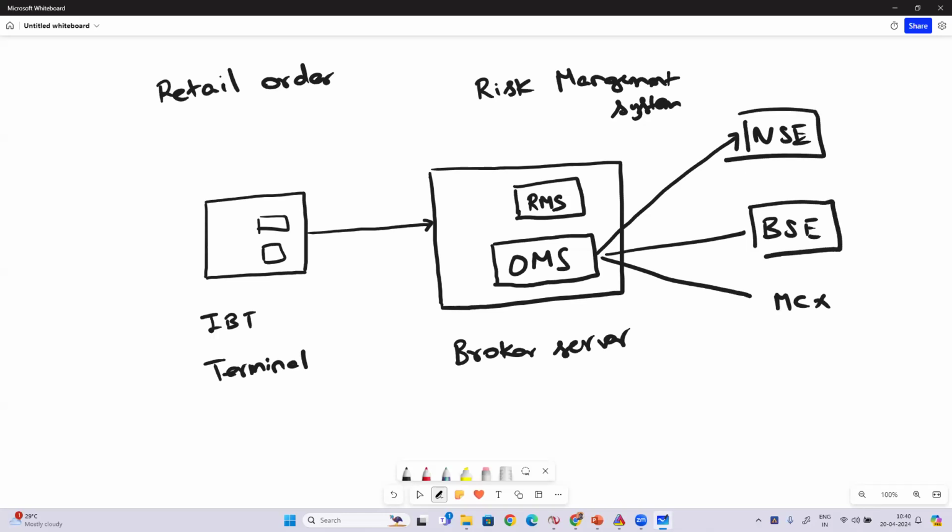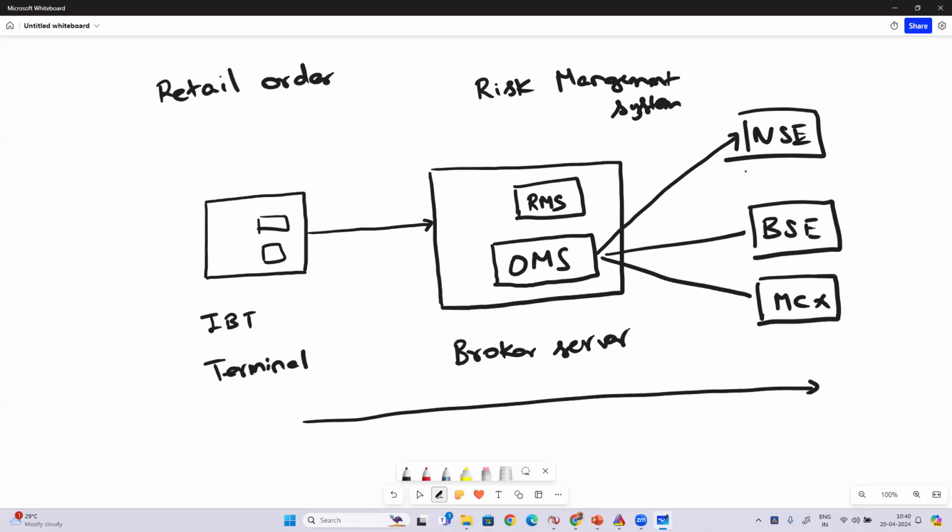I would say this route is kind of the slowest route. Maybe if I am transmitting my order from the IBT terminal to the broker server, and from the broker server to the exchange server, typically it will take anywhere between 100 milliseconds to 1 second. That is the kind of route that we are talking about over here. Right? This is from a retail order perspective.